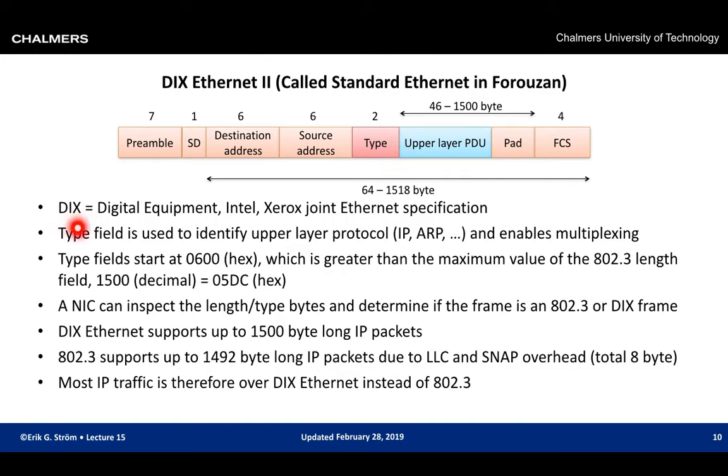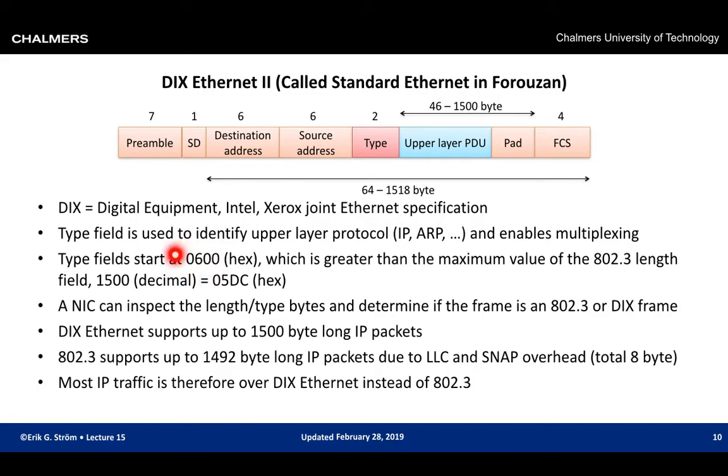So DIX, what does that stand for? It stands for Digital Equipment, Intel, and Xerox. So these were big companies at the time. I guess Intel is still a big one. Xerox is a little bit smaller. I don't know if Digital Equipment exists as its own company anymore. But anyways, these three companies got together and then specified this Ethernet. The type field is used to identify the upper layer protocol.